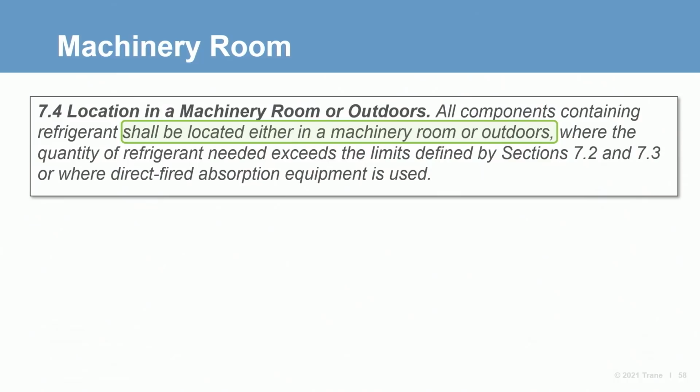The other specific application we'll discuss further is machinery rooms. For larger refrigerating systems, like the water chiller in Chris's example, we saw that Section 7.4 often requires that all components containing refrigerant must be located in a machinery room or outdoors if the quantity of refrigerant exceeds the RCL threshold. Now, as I mentioned, the term machinery room in Standard 15 is defined as a space that meets specific requirements laid out in Section 8.